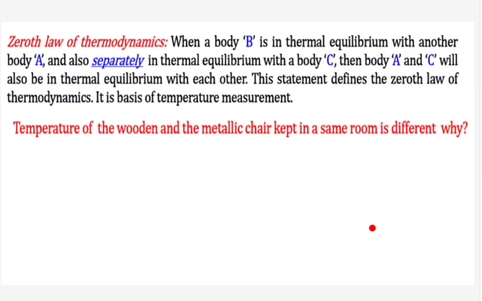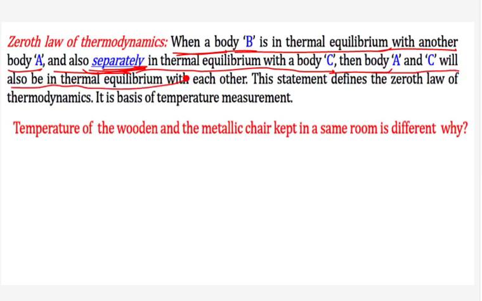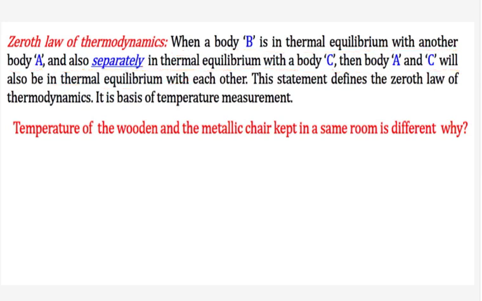Now next is the zeroth law of thermodynamics. What does it tell? It tells that when a body B is in thermal equilibrium with another body A, and also separately in thermal equilibrium with body C, then body A and C will also be in thermal equilibrium with each other. We know this thing. Now we will understand this thing.